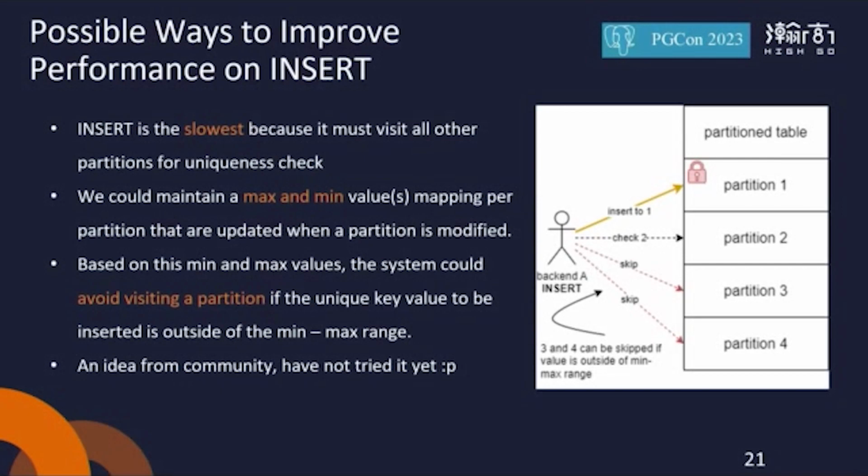If it is out of the bound, then you are 100% sure it's not there, because my number is not in your range, so you must not have this number. But if it's within the bound, then maybe yes, you have to check if it is really there or not. So potentially you can save a few trips to visit other partitions if you maintain a max and min value of that global unique index key. Just an idea, we haven't tried this yet, but it sounds like a promising way to improve inserts.